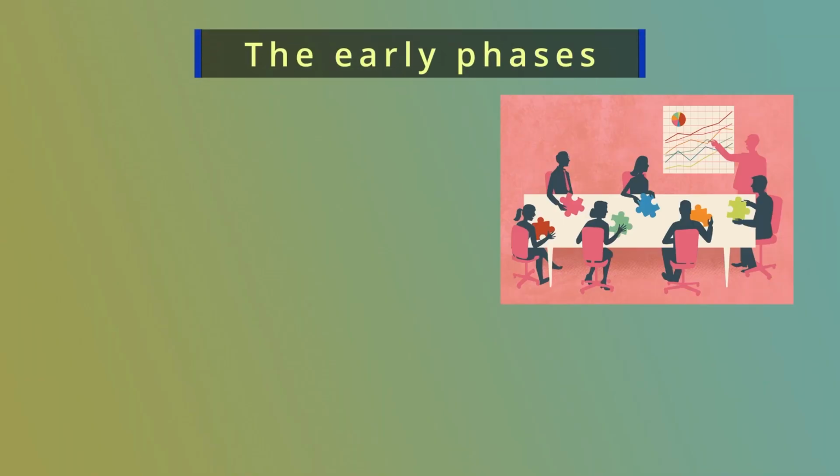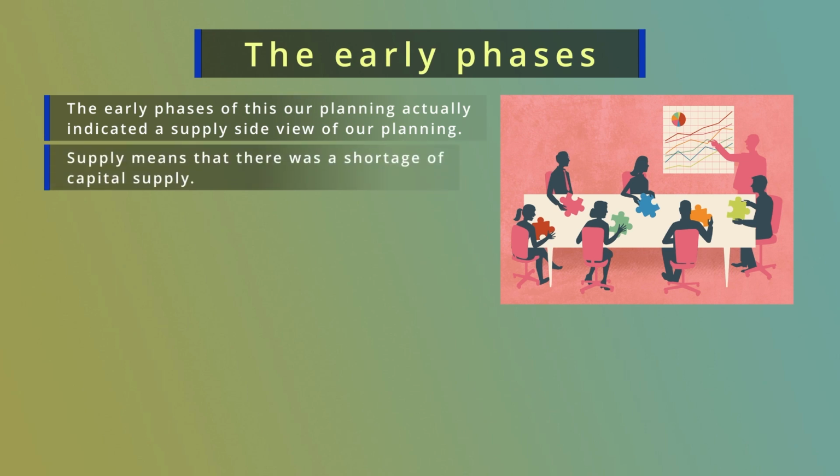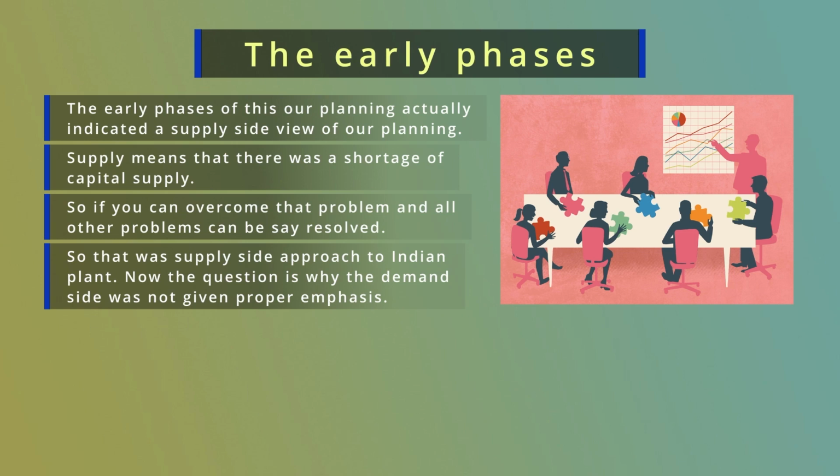And the early phases of our planning actually indicated a supply side view of our planning. Supply side view, what does it mean? It means that there was a shortage of capital supply. So if you can overcome that problem, then all other problems can be resolved. So that was a supply side approach to Indian planning.